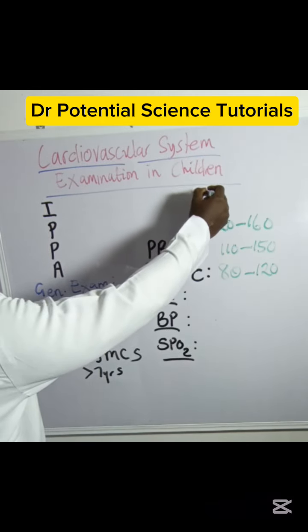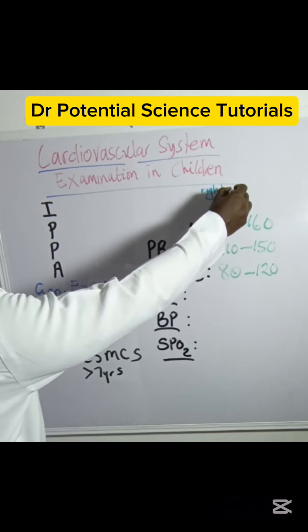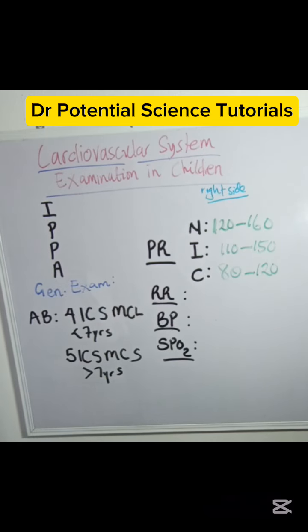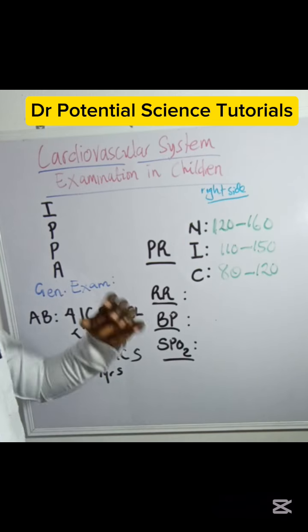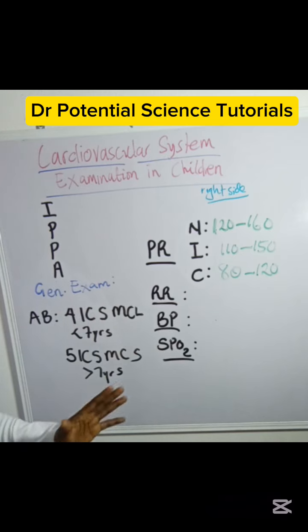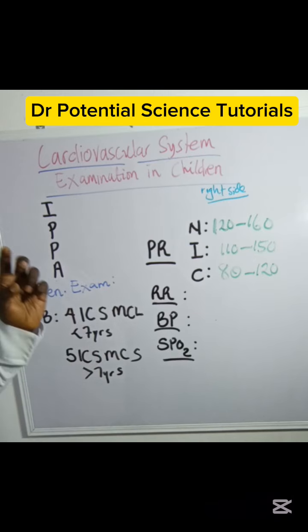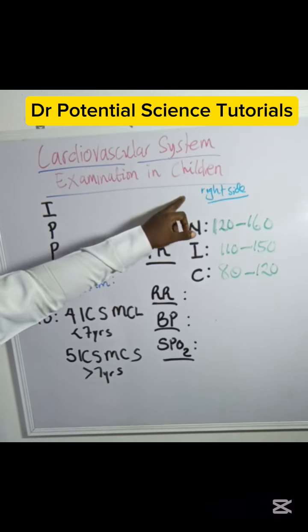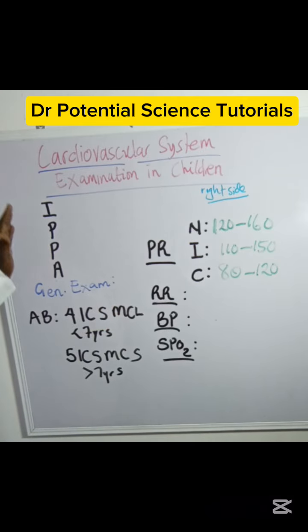Always stand on the right side of the patient and screen your patient. Your patient deserves some privacy. So screen your patient, take consent, and stand on the right side of the patient. So this is the algorithm for what? Cardiovascular examination. I stands for inspection, P, palpation, P, percussion, A, auscultation.